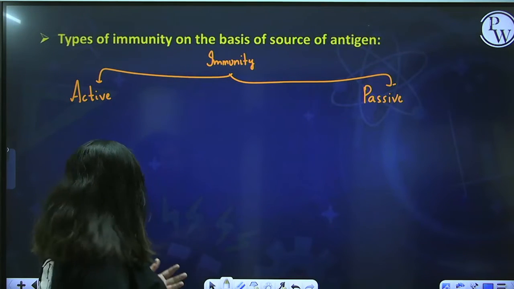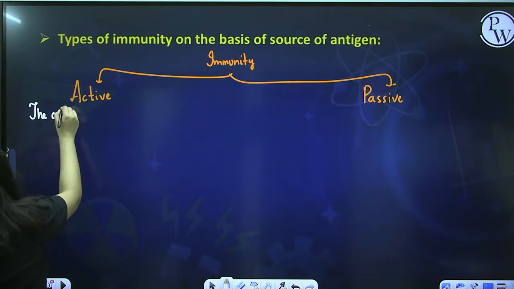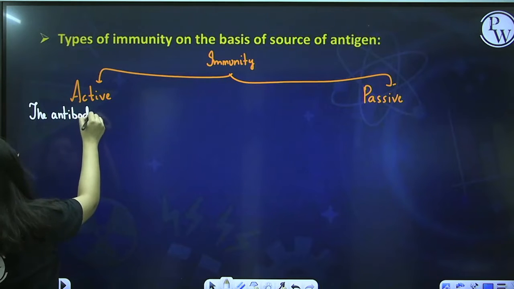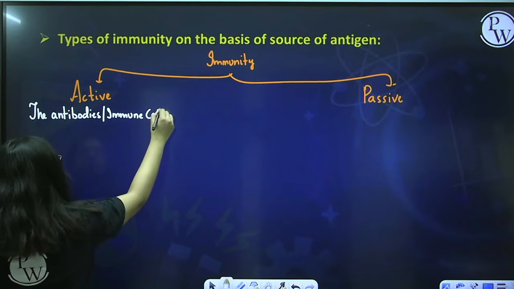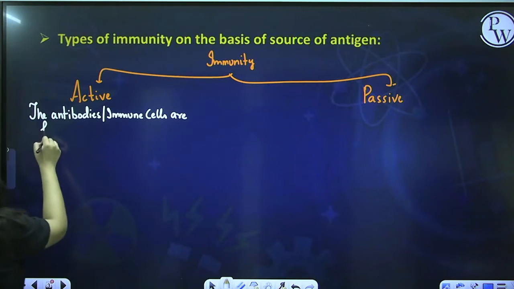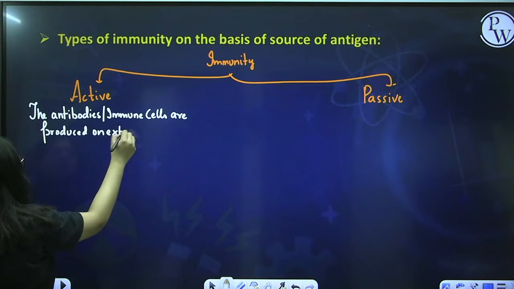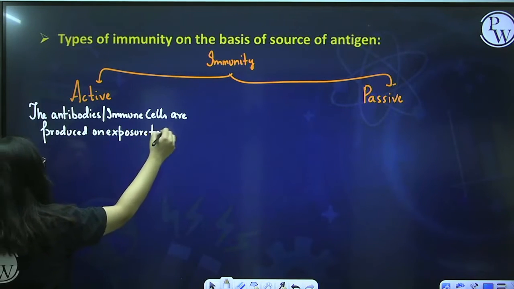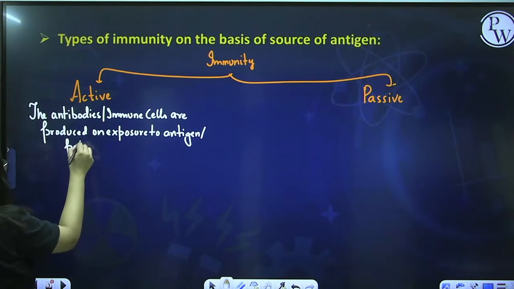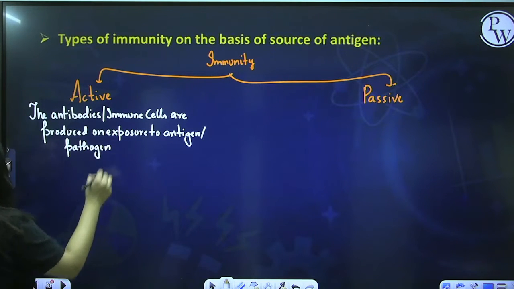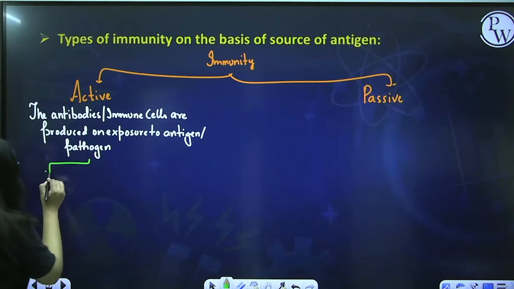In short, I would like to say, in active immunity, the antibodies or immune cells are produced on exposure to antigen or pathogen. Now this is of two types. One is natural, another is artificial.